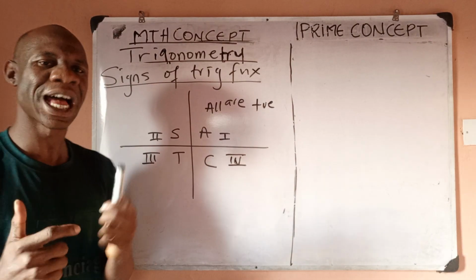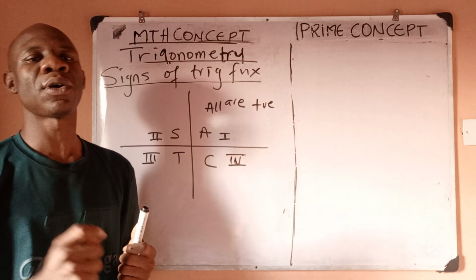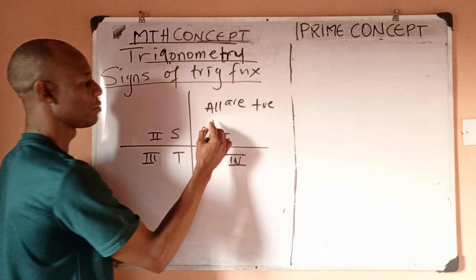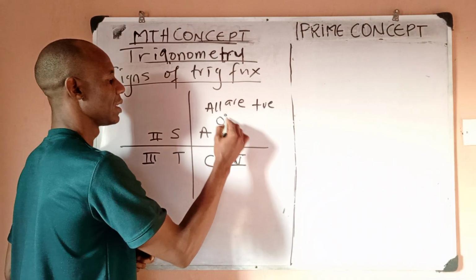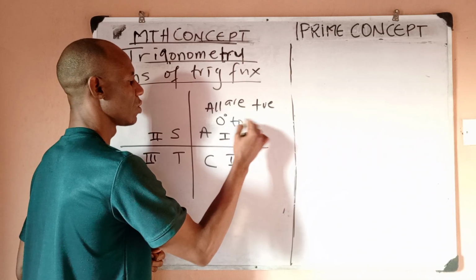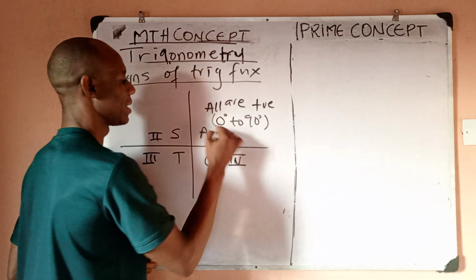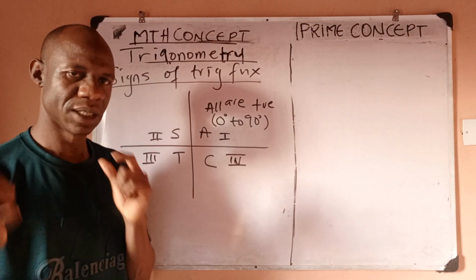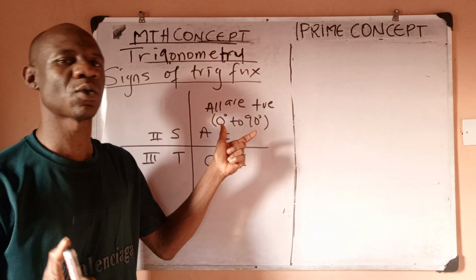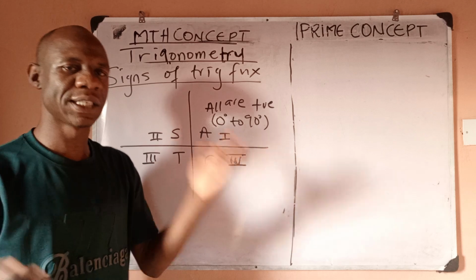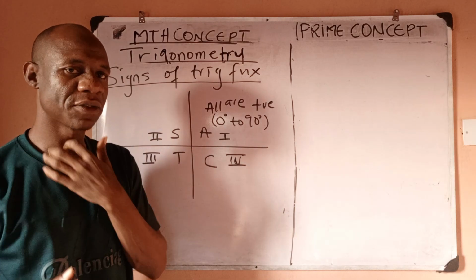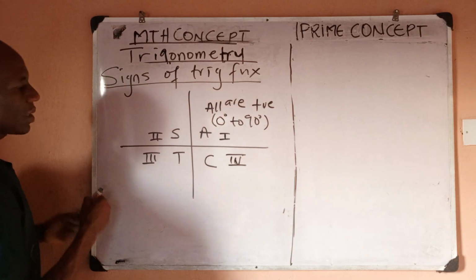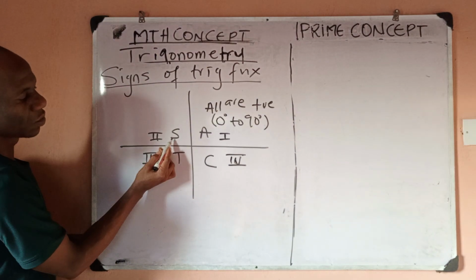Now somebody may ask, how do I know that an angle falls in the first quadrant? Very simple. When you have between 0 degrees to 90 degrees, remember I've said between. So for example, if you have an angle of 30 degrees, it is in the first quadrant. If you have an angle of 60, it is in the first quadrant, 45 first quadrant, 80 first quadrant.